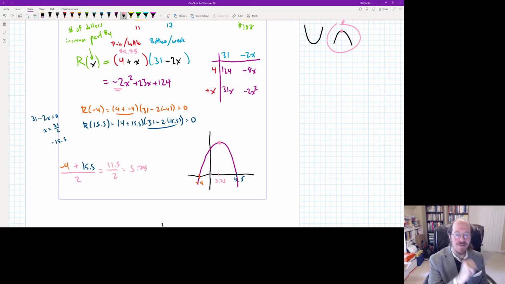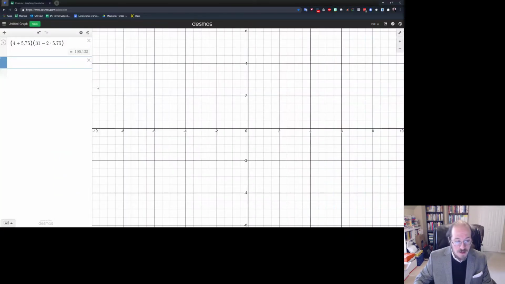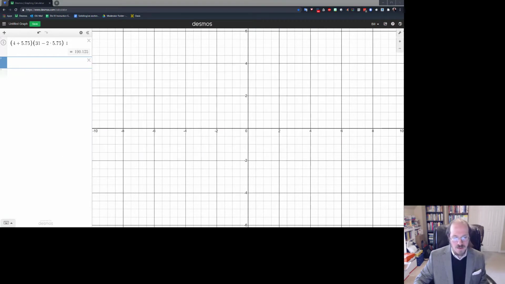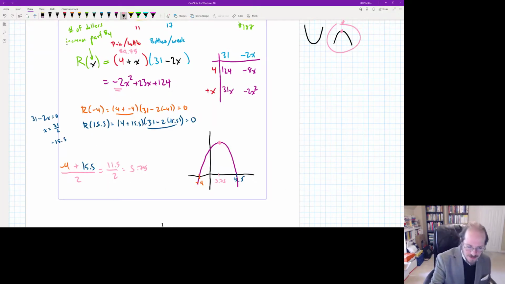Congratulations, this is how price gouging happens. Now what would actually be that revenue? Well, it turns out that if you go on over to Desmos, you could plug things in and you could see that it would be $190 and 12.5 cents. So that's telling us that R of 5.75 is going to be $190 and 12.5 cents, but we'll call it 13 cents. So that is this point up here, 190, 13.